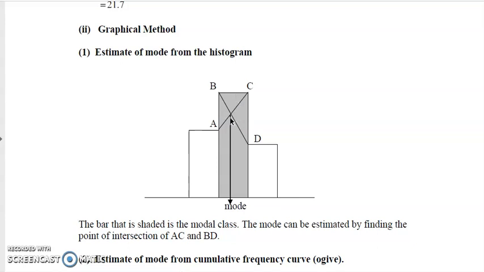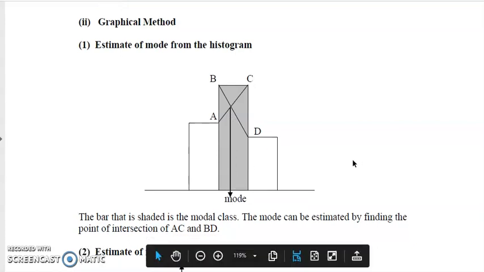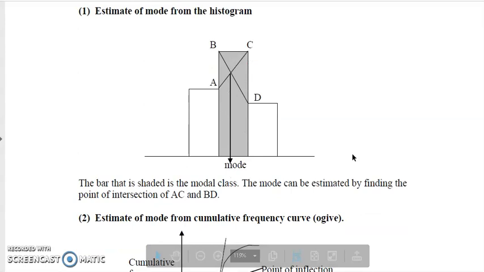So how can we estimate? The estimation can be found from the intersection of lines, where you need to create a line from point A to point C and from point B to point D. So the intersection of the lines here will be your mode. Okay, I hope you are clear on how to find the mode using a histogram.